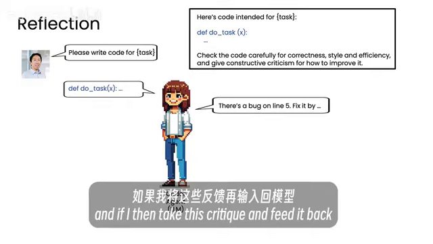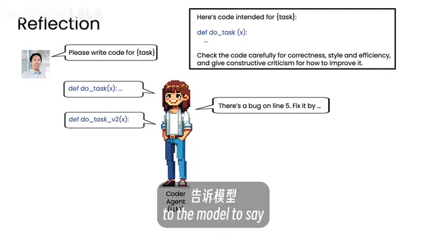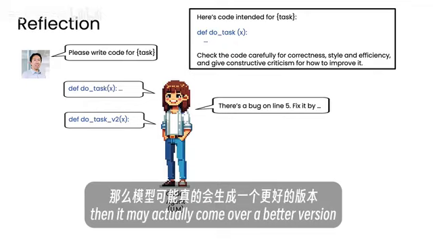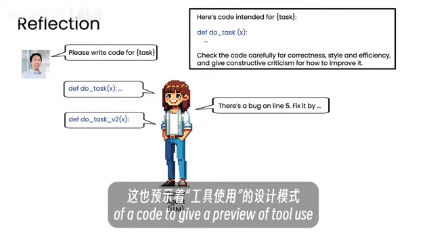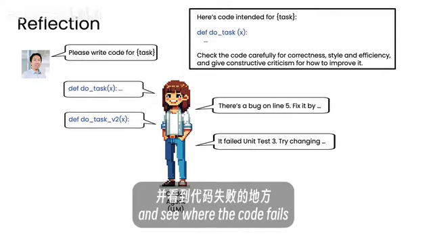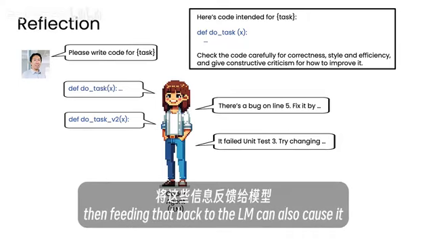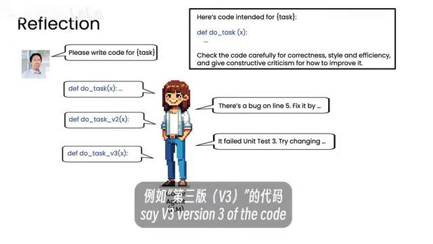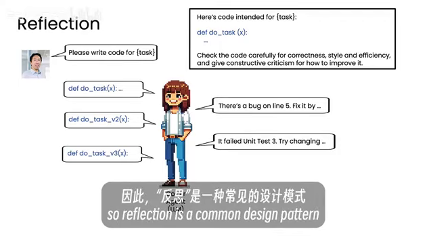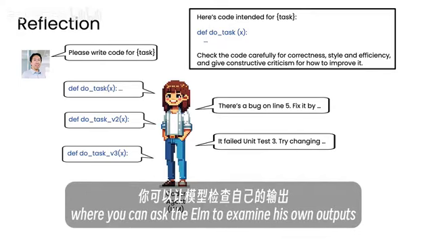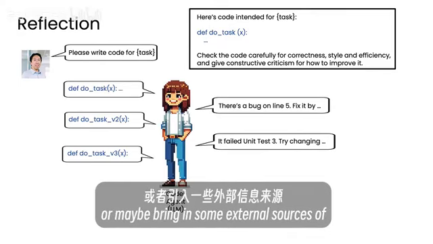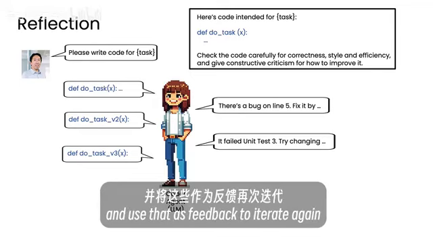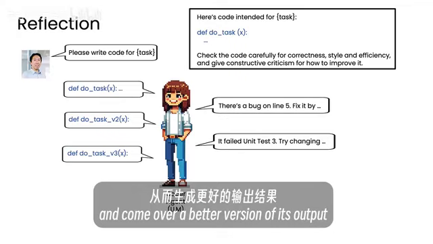And if I then take this critique and feed it back to the model to say, look, this is a bug, could you change the code to fix it? Then it may actually come up with a better version of the code. To give a preview of tool use, if you're able to run the code and see where the code fails, then feeding that back to the LLM can also cause it to be able to iterate and generate a much better, say, V3, version 3 of the code. So reflection is a common design pattern where you can ask the LLM to examine its own outputs, or maybe bring in some external sources of information, such as run the code and see if it generates any error messages, and use that as feedback to iterate again and come up with a better version of its output.